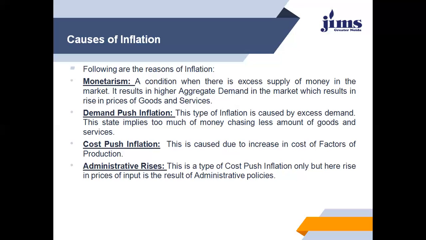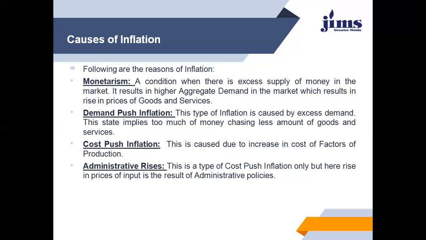Then comes cost push inflation. This is caused due to the increasing cost of factors of production. For sure, if the factors of production are expensive for any organization, it is bound to charge more for its product, which ultimately leads to increasing prices of goods and services all over the market, and hence the same thing happens: with the same amount of money you may not be able to buy goods and services which you were buying earlier. So inflation takes place.